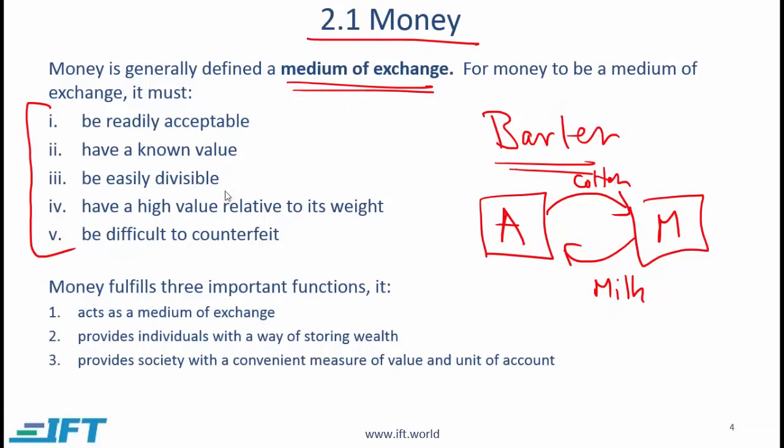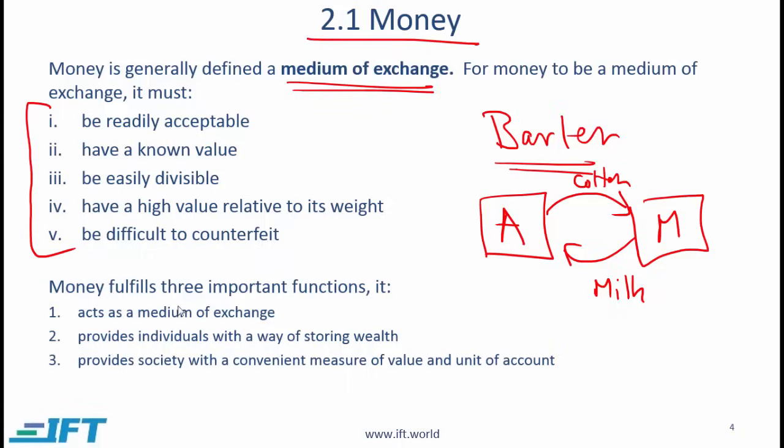This means that we should be able to buy goods and services with a low value, and we should also be able to buy expensive goods and services using money. Money should have a high value relative to its weight. This is simply a practical consideration, and obviously money should be difficult to counterfeit.